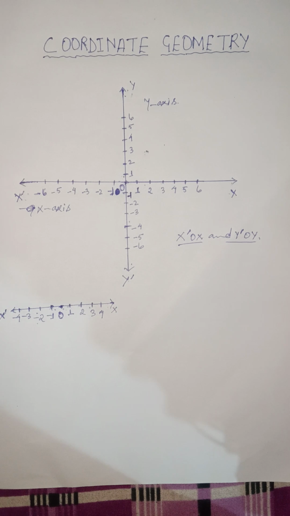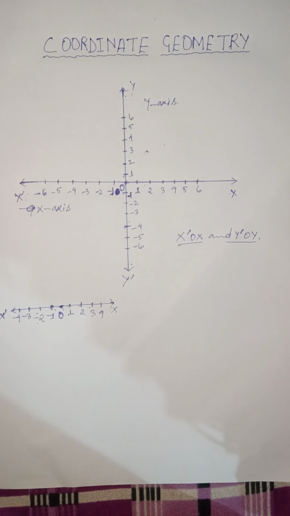And if you start counting from 0 to the right-hand side, then whatever number you come across will fall in the positive direction. So from this we came to know that if you start counting from 0 to the left-hand side on the x-axis, we call it the negative direction, right? Whenever you start counting from 0 to the right on the x-axis, we call it the positive direction, right?